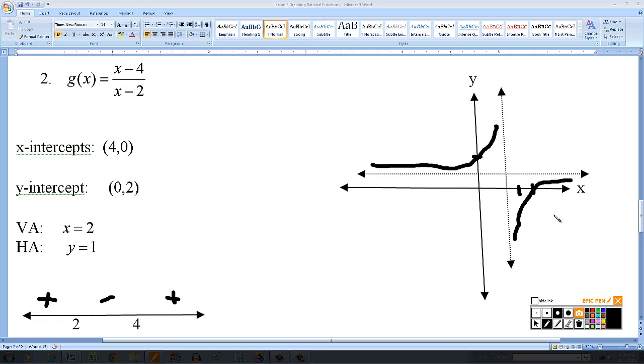So in this particular case, the graph does not cross the horizontal asymptote. The previous example was one where the graph crossed the horizontal asymptote, in that particular case at the origin.